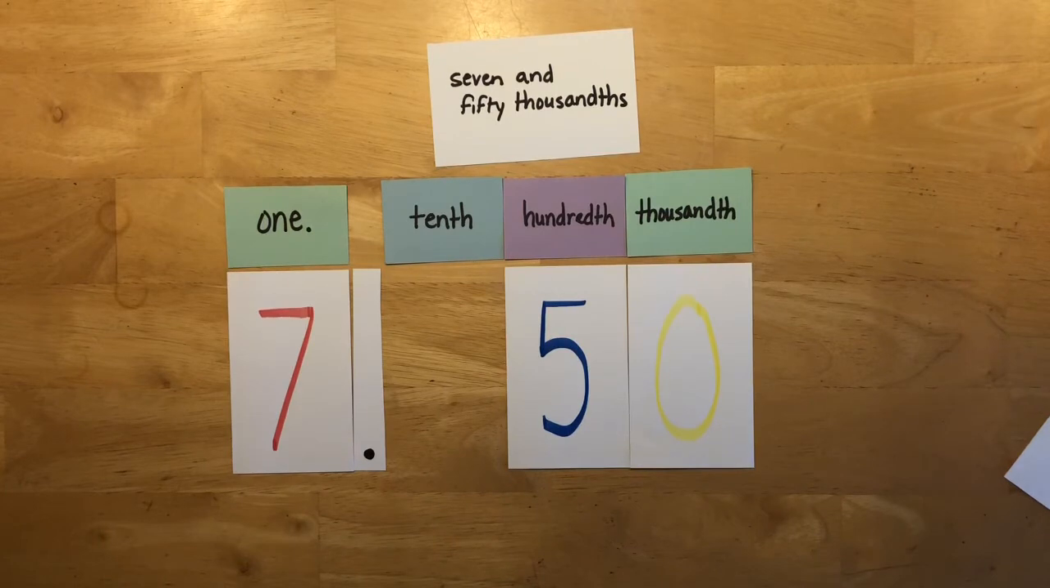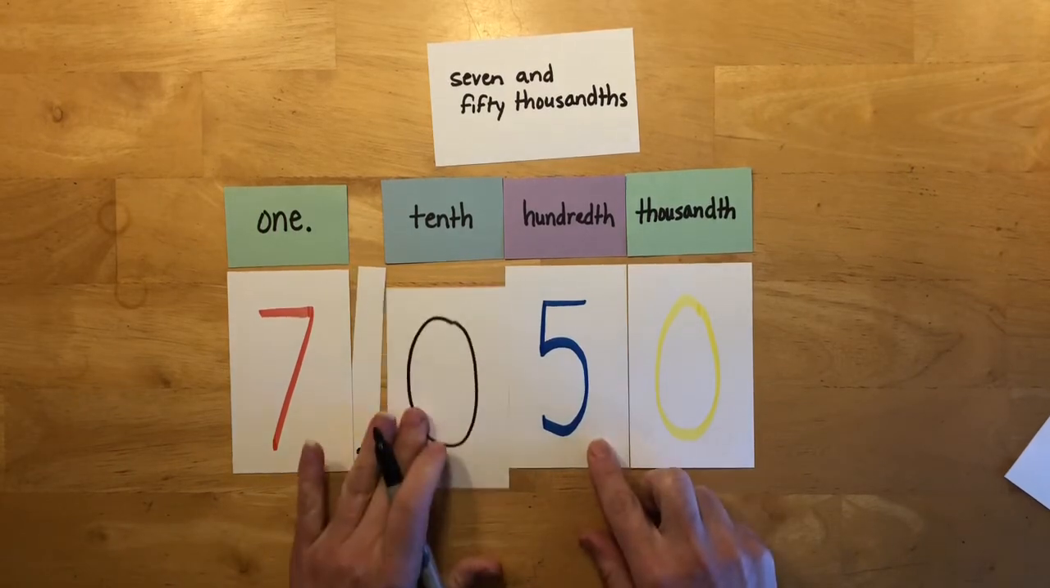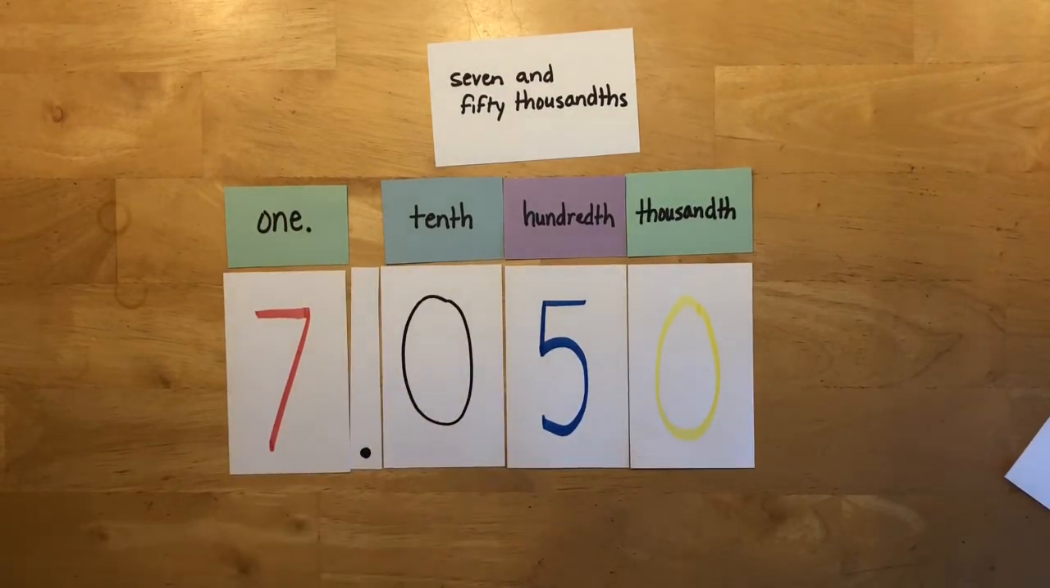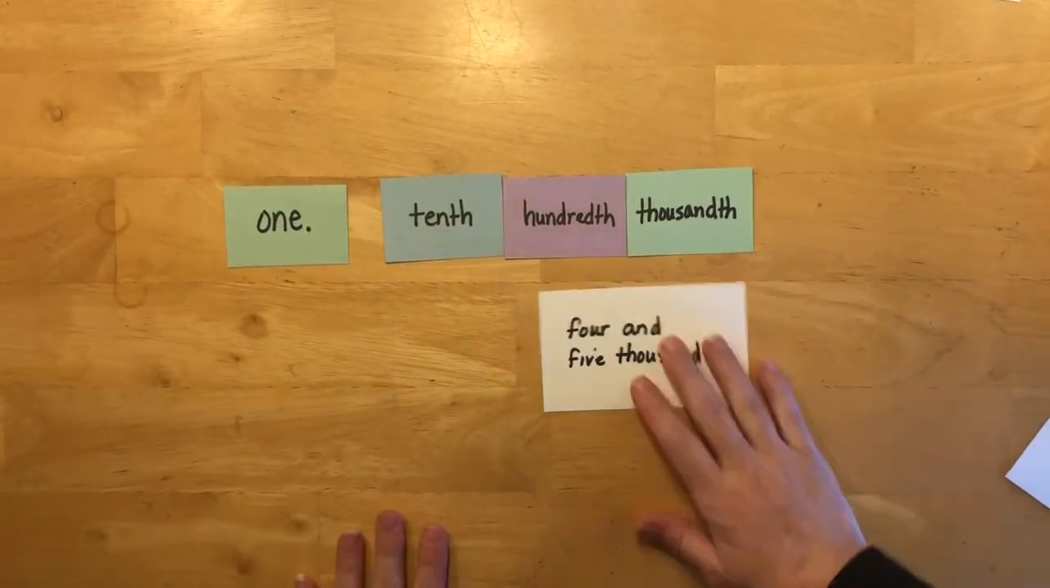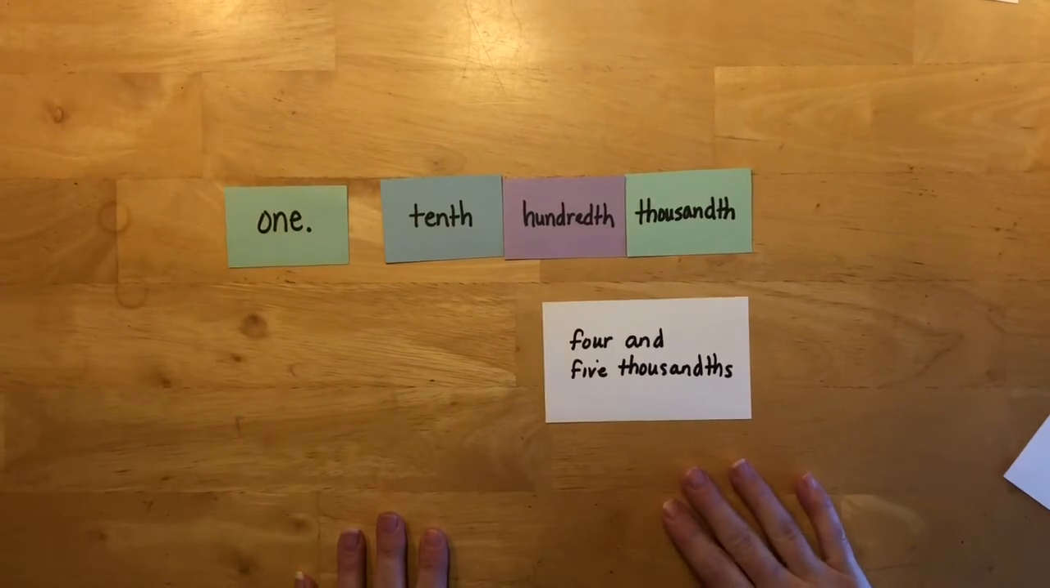However, now I have a space or a gap. And again, what do I need to do to add into that gap? A 0. I'm going to put a 0 to hold that space right there. This is 7 50,000ths. The last number I have, or practice problem, is 4 5,000ths.